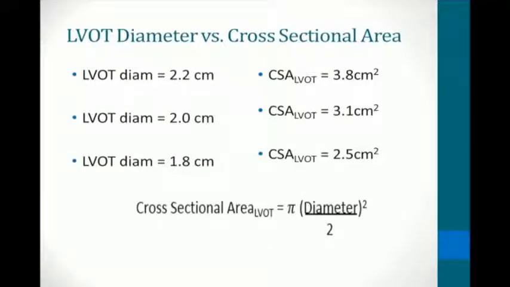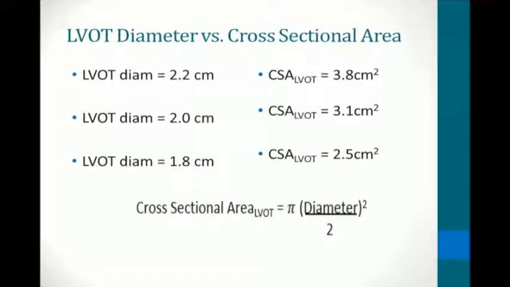Let's say, for example, we have 1 patient and 3 sonographers. One sonographer measures the LVOT diameter at 2.2 centimeters. Plug that into the cross-sectional area calculation and we get 3.8 centimeters squared. The next sonographer measures the LVOT at 2 centimeters, giving a cross-sectional area of 3.1 centimeters squared. The third sonographer measures at 1.8 centimeters for a cross-sectional area of 2.5 centimeters squared. So we go from a difference of just 4 millimeters to 1.3 centimeters squared.